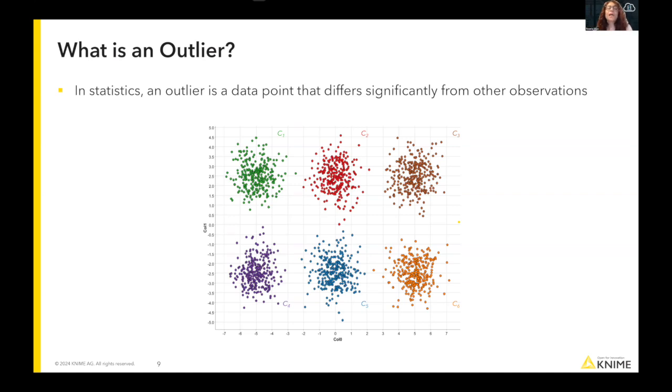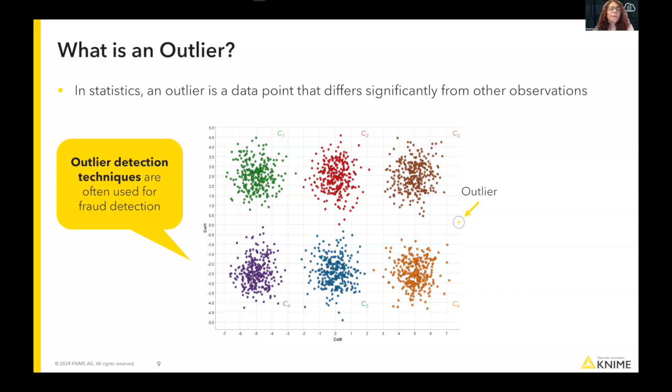We have also an outlier here. The outlier is something that is significantly distant from all the other densely populated areas in the data set, all the other areas that contain observations that are kind of average, kind of common in the data set. Okay, so outlier techniques are what is used for fraud detection.